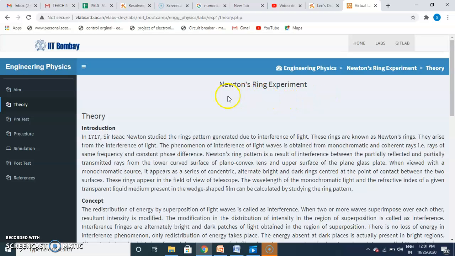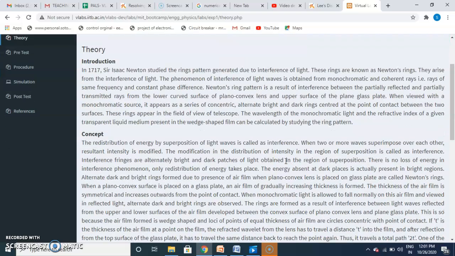It is also called Newton's ring experiment. This is because it is generated due to the interference of light. The concept is the distribution of superposition of light waves, which is known as interference.